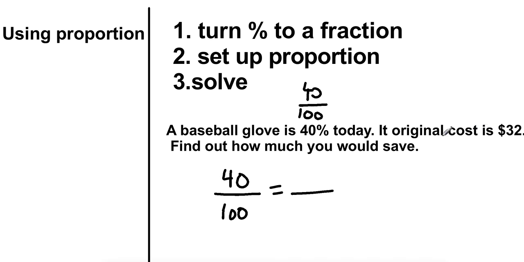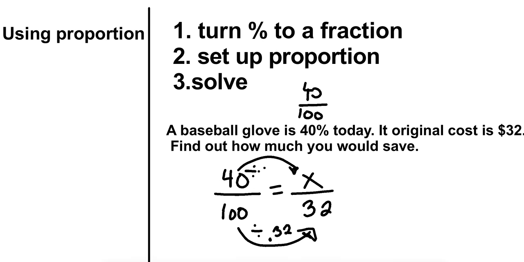Now, since this is the original, this is the whole, just like 100 is the whole and 40 is the part. So those are our labels, part and whole. The original is 32. We want to find how much we're saving today. So how did we go from 100 to 32? Well, we divided. In your calculator, take 100 divided by 32, and you're going to get 0.32, because it's just like taking the decimal and moving it 2 places to the left. All right, so we need to multiply the top by 0.32, and you get 12.8.